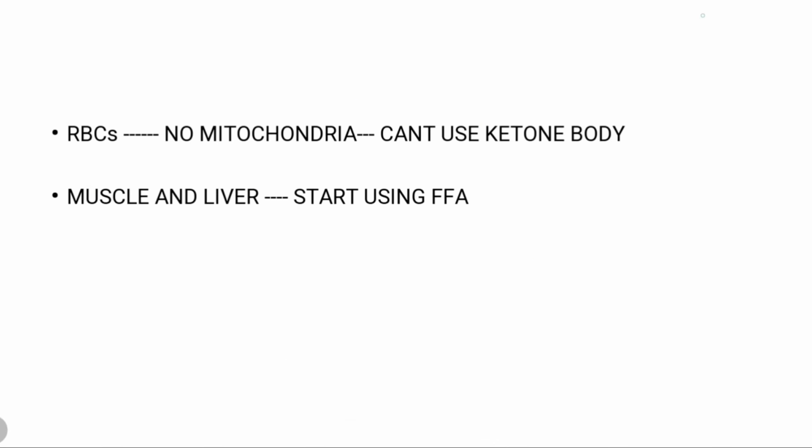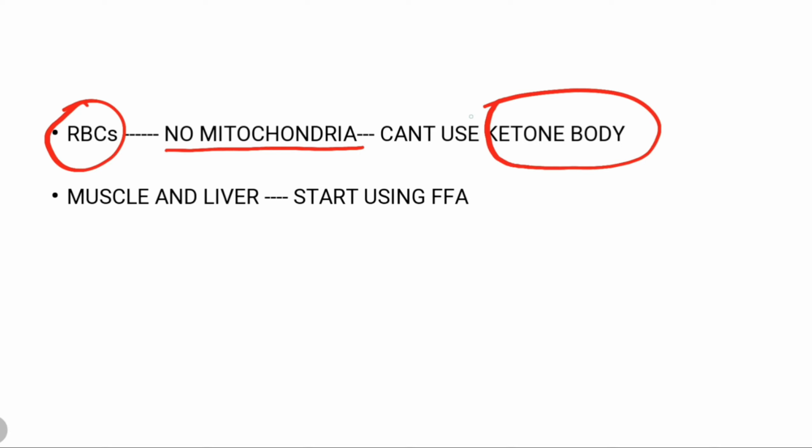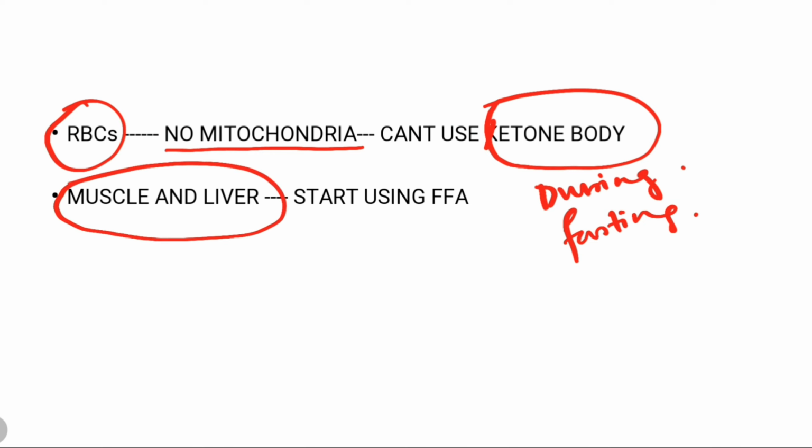So we must remember some important facts here. RBCs basically have no mitochondria, so they cannot use ketone bodies as their energy source during fasting state. And muscle and liver basically shift their fuel metabolism. They shift to free fatty acids for their energy.